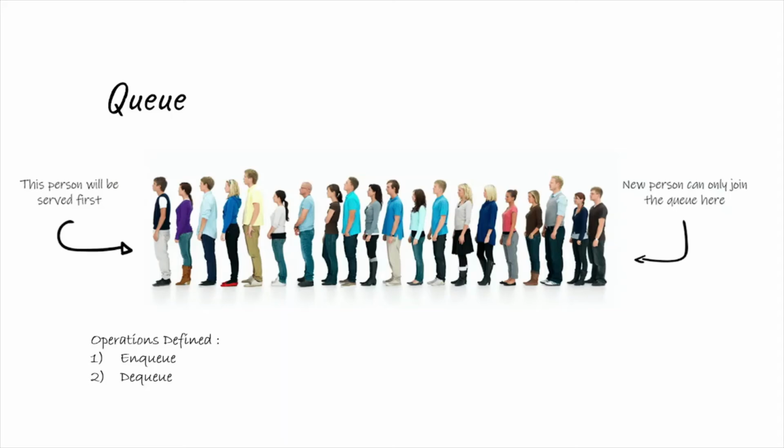When we need data to be processed in such a manner, we need the abstract data type called queue. Queue is also a linear list on which we can perform the following operations. Enqueue, add an item to the back of the queue. Dequeue, remove the item at the front of the queue.